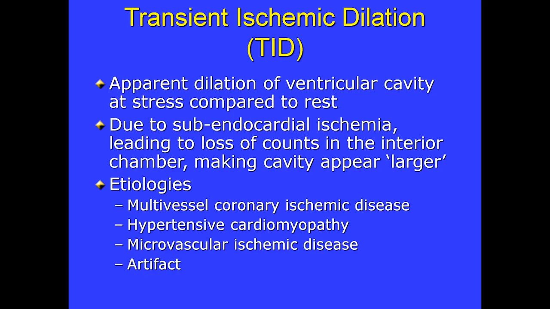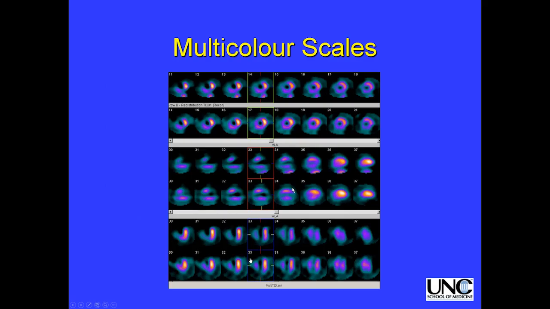But keep in mind that there are other things that can cause microvascular ischemia or subendocardial ischemia, such as hypertensive cardiomyopathy and microvascular ischemic disease, such as in diabetics, which can all give you a similar appearance without the presence of epicardial coronary vascular disease. So again, in the proper context, it may be appropriate to call TID a result of these other diseases rather than multivessel coronary ischemic disease. And of course, this could also be artifactual from various issues in nuclear cardiac imaging.